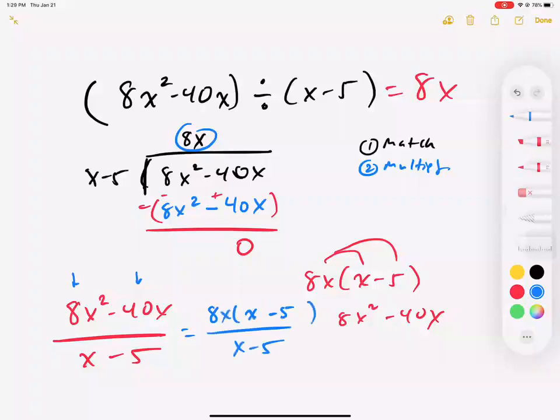So please take a look here. I was able to factor out what's in common. They both have an 8x in the front and back term, first and second term. And now hopefully you can see this, that they both have an x minus 5 that they can divide out. And we're left with a nice 8x, just like what we had originally said with long division. Factoring is a lot less time, but is not always obvious.